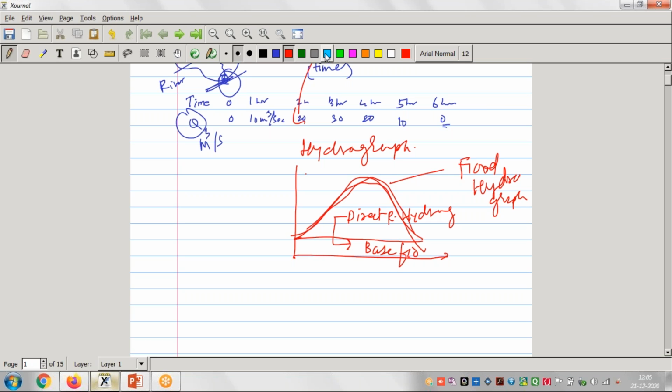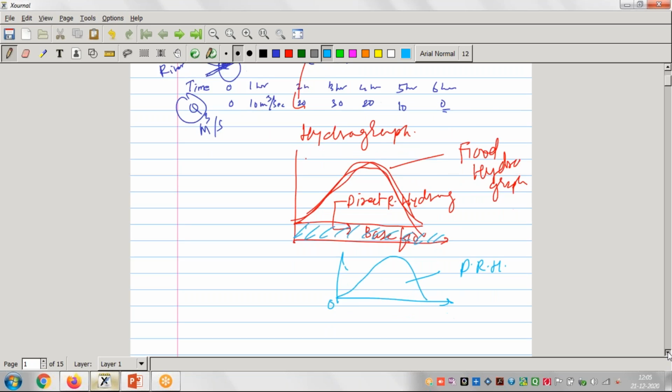Now, if we deduct this and do not include this base flow, then the hydrograph will be only this, and it will start from 0. So we say this is the direct runoff hydrograph.